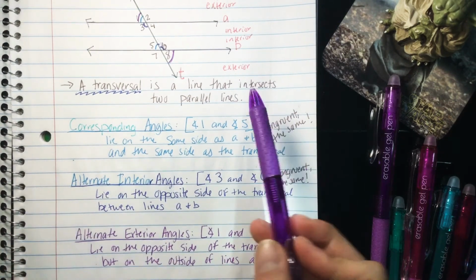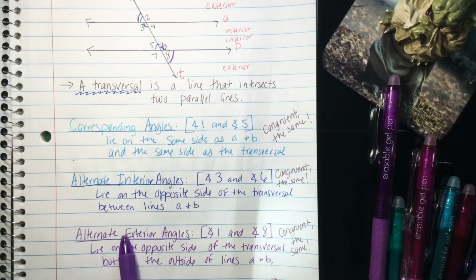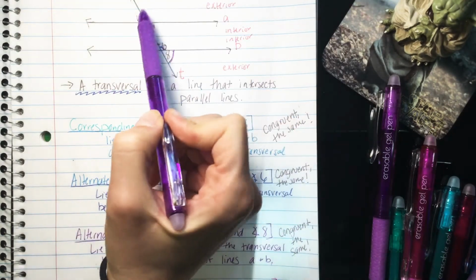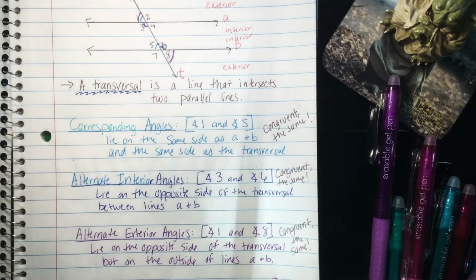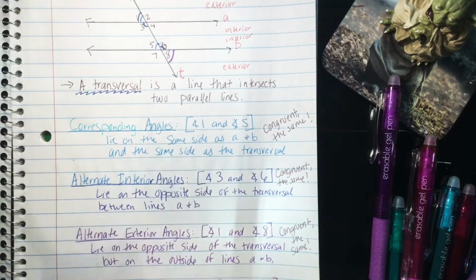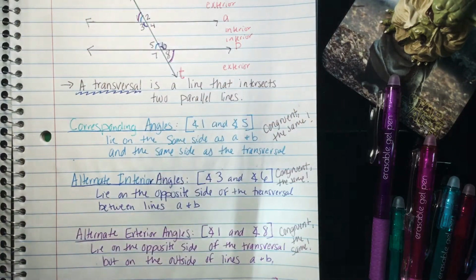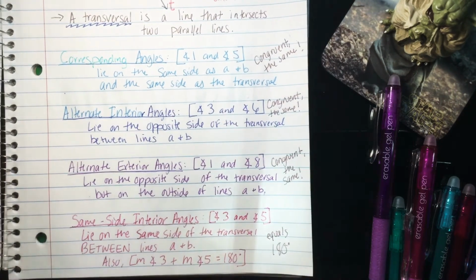Before I move on, all three of these are congruent. Okay, so 1 is congruent to 8, that's the same measure. 1 is congruent to 5, that's the same measure. 3 is congruent to 6, that is the same measure. Okay? All right, so then we have same side interior angles.